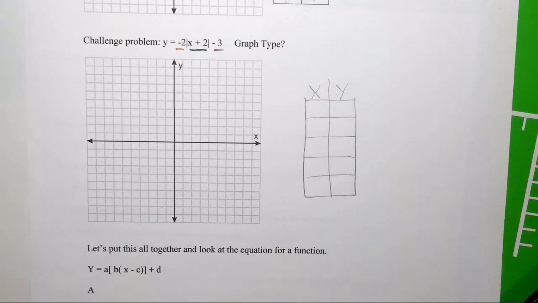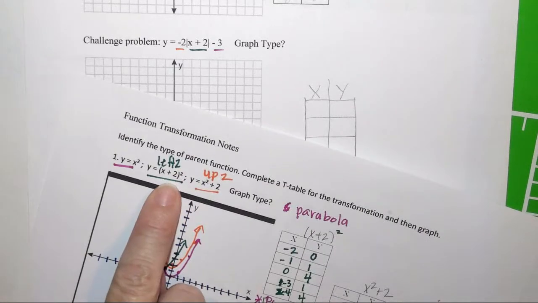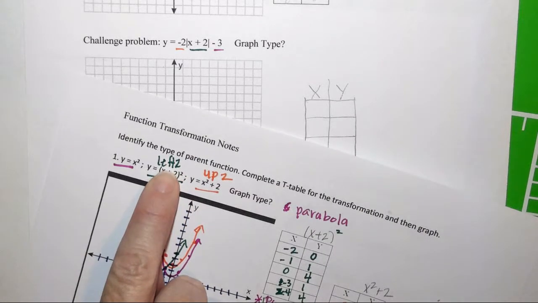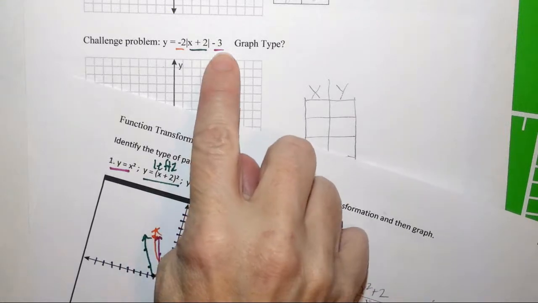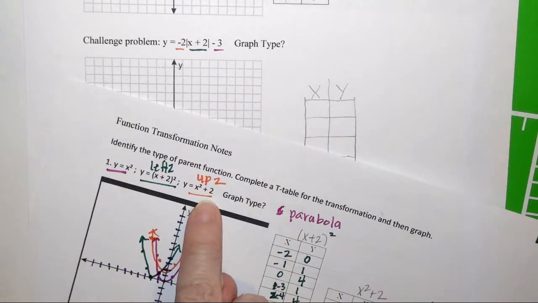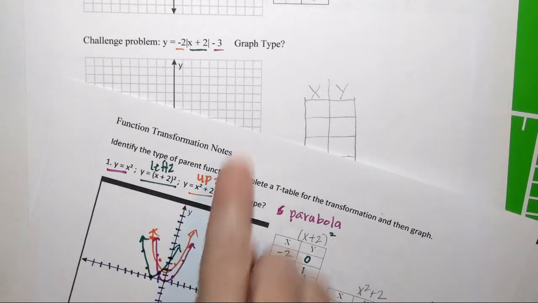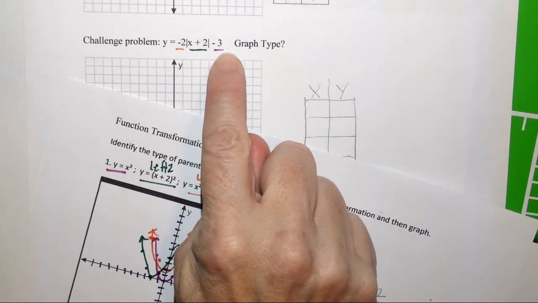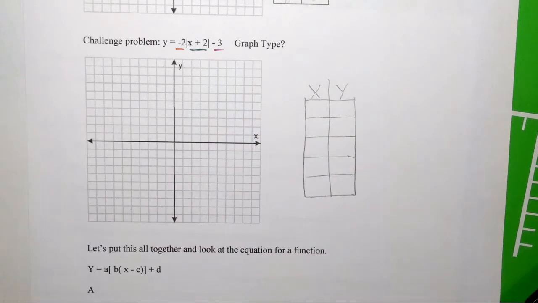And then we have a +2 inside our absolute value bars. Well, here's a +2 in our parabola, and that's shifted left 2. And we also had a -3 on the outside. Well, there's a +2 was shifted up, so this is going to be our vertical shift on the outside on your challenge problem. So I'm going to show you a shortcut here that's really nice to use.